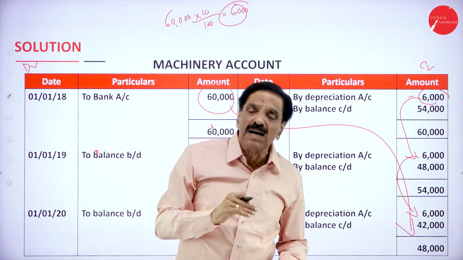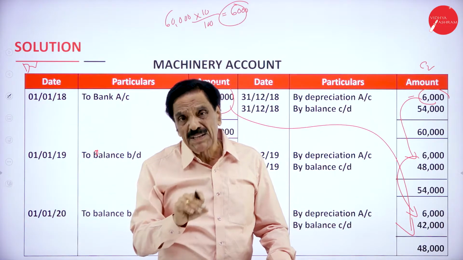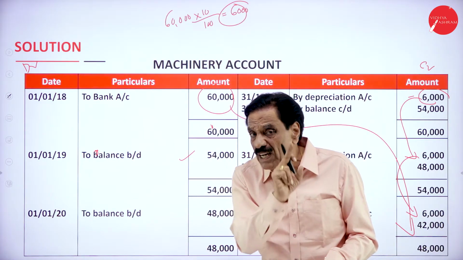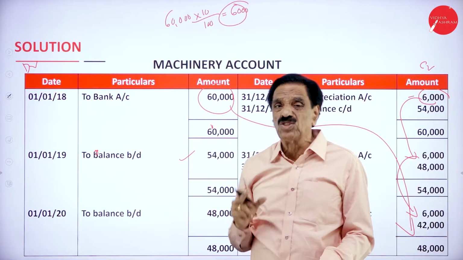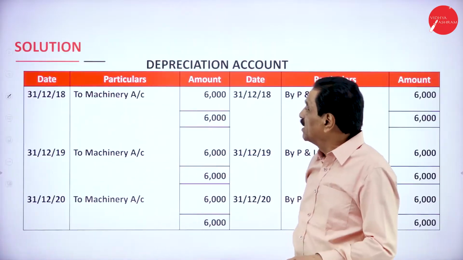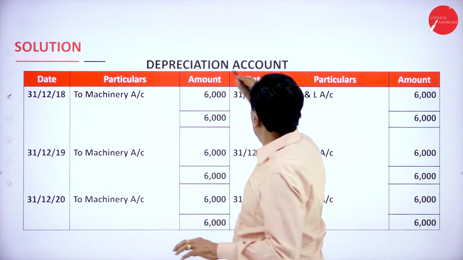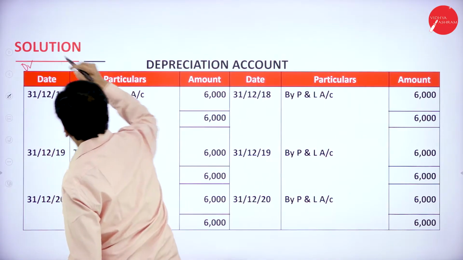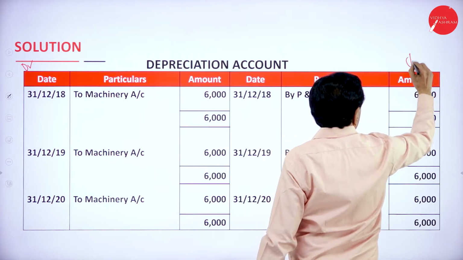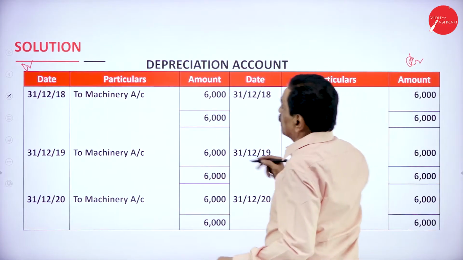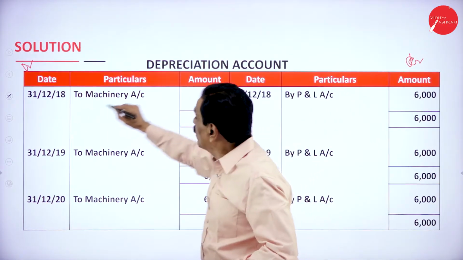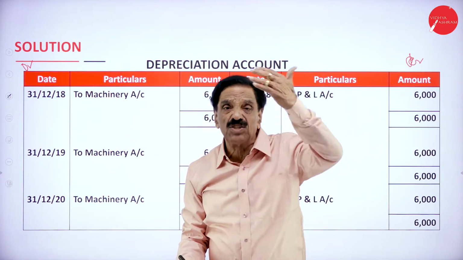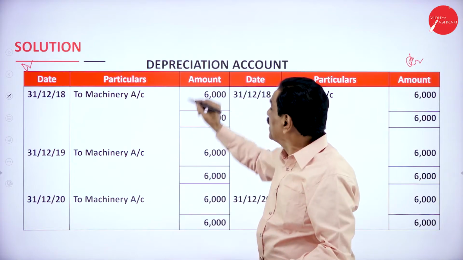The problem also asks us to prepare the depreciation account. Depreciation will go to the profit and loss account on the debit side, as a loss. Here we can put debit, and here credit. What is the entry? Depreciation account debit to machinery account. Depreciation is charged on what? We say depreciation is charged on machinery. What is the entry?